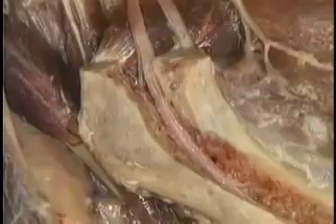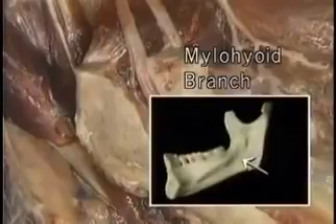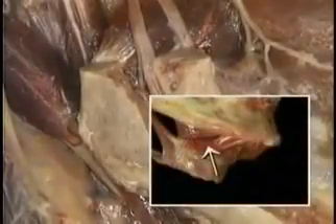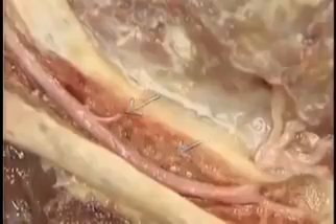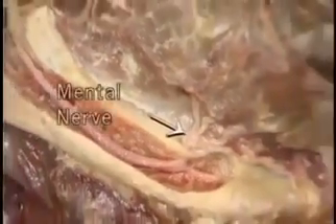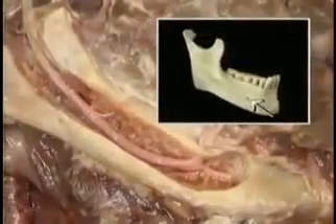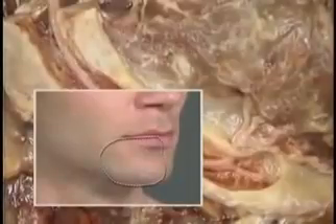Just before it does so, it gives off this mylohyoid branch, which runs downwards in this groove to supply the mylohyoid muscle and the anterior belly of the digastric. Passing along the mandibular canal, the inferior alveolar nerve gives off branches that supply the lower teeth and gums. A large branch, the mental nerve, emerges through the mental foramen, which is here. The mental nerve supplies the chin and the lower lip.